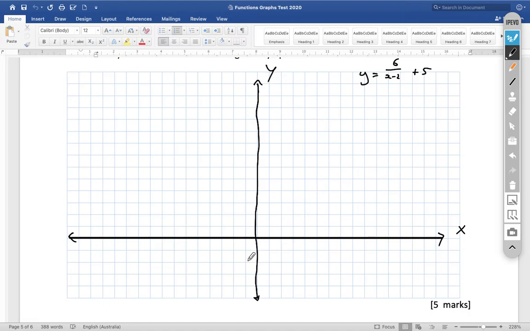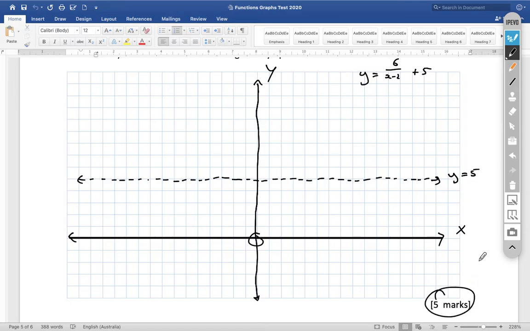All right. The reason I've put the x-axis down low is because I know that there's a horizontal asymptote at y equals 5. 1, 2, 3, 4, 5. All right, so I'm just putting that in now. Notice I'm doing this before I try and draw the hyperbola. I think it makes it a lot easier. Notice that I'm about to label this. Right, this is 5 marks. Right, there's a mark.